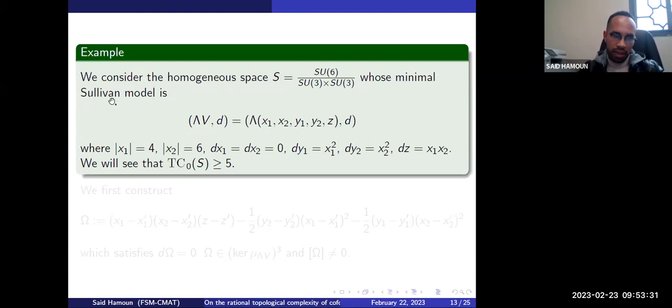As I said before, this example is important for us, and we will see here that the rational topological complexity of S is greater than or equal to 5.